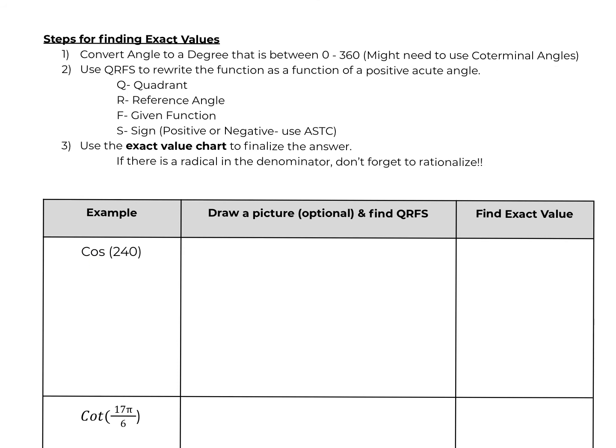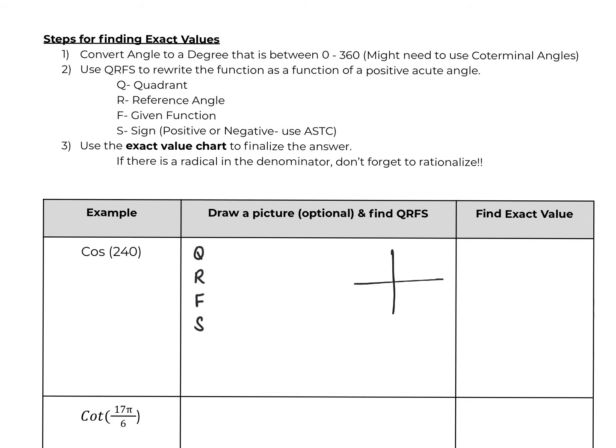So example number 1 says cosine of 240. First things first, we need to convert the angle to an angle that's between 0 and 360. If it's not, we might need to use coterminal angles. So 240 is definitely between 0 and 360. So step 1 is good. Step 2, I like to use QRFS, or "quarters." Q stands for quadrant, R stands for reference angle, F stands for the given function, and S stands for sign, whether it's positive or negative. So you can draw a picture if you'd like.